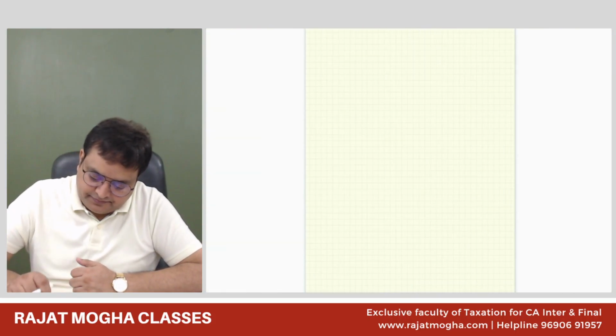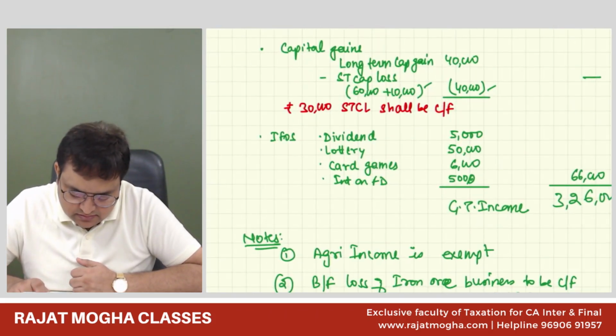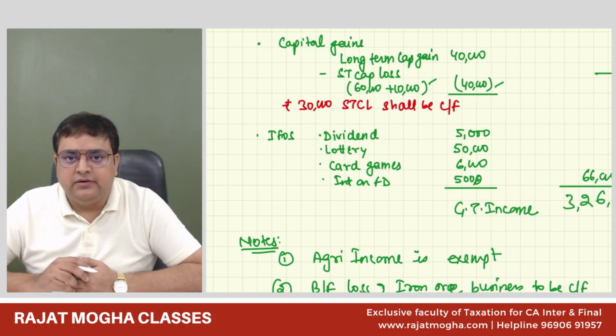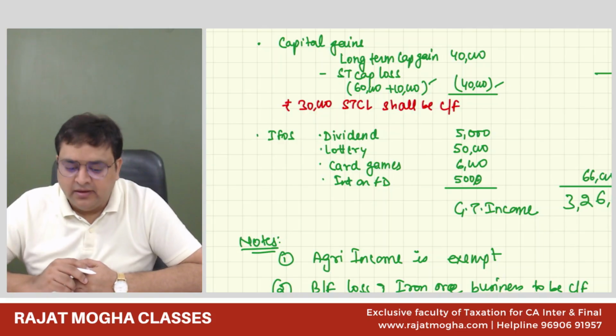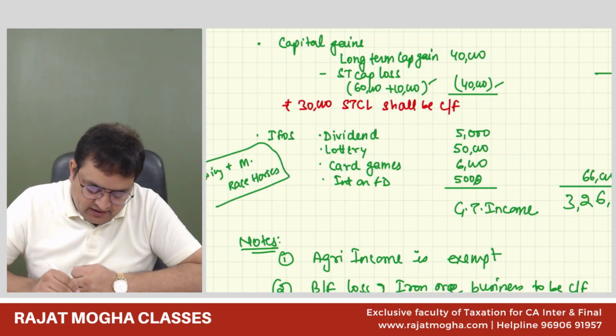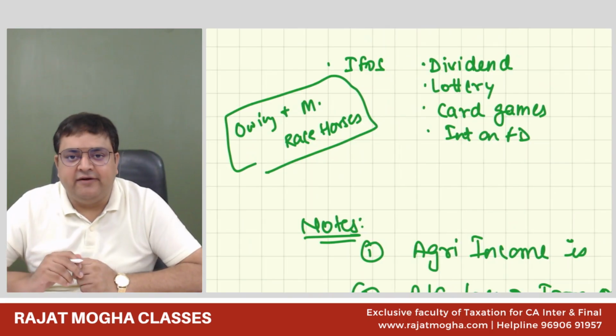Sir, but owning and maintaining race horses is not in IFOS, it's a business income also. Okay. Owning and maintaining race horses is a kind of business activity. It is a kind of business activity, but we actually keep it in IFOS.